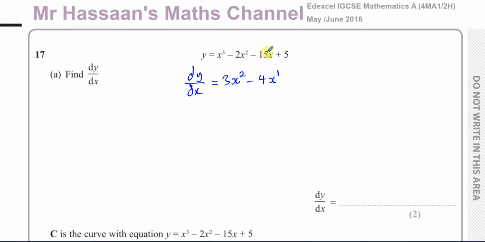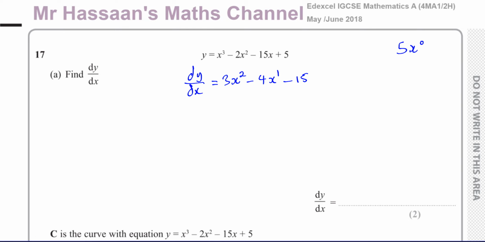What happens when you have something and the power isn't written there? Well, it means there's a 1 there. So you have 1 times minus 15, which is minus 15. And then this becomes x to the power of 0, which is just 1, so you don't need to write it down. So any time you have an x term without a power, it means x to the power of 1 there. It just drops to x. And a constant will just become 0, because if you think about this in terms of x, it's like 5x to the power of 0, and when you multiply by the power, the whole thing becomes 0.